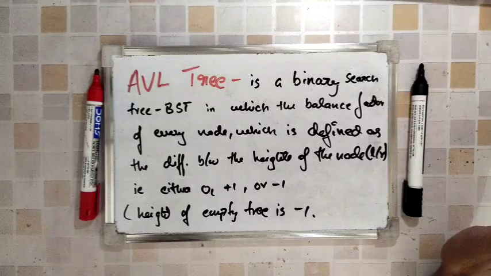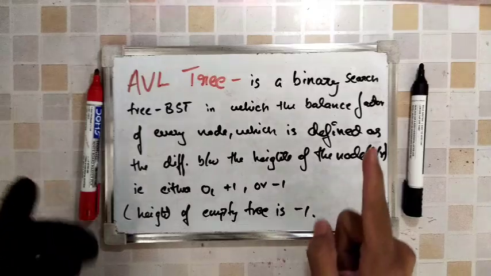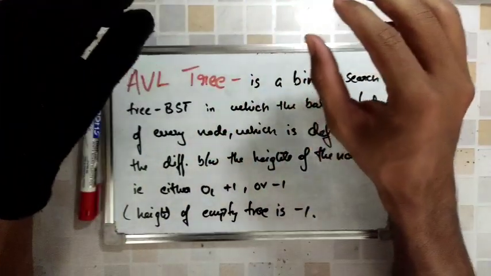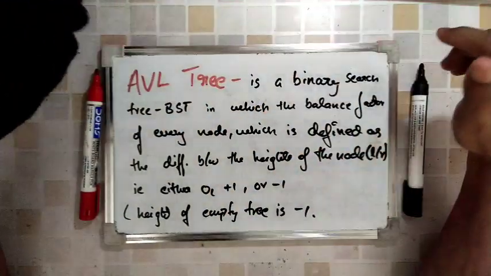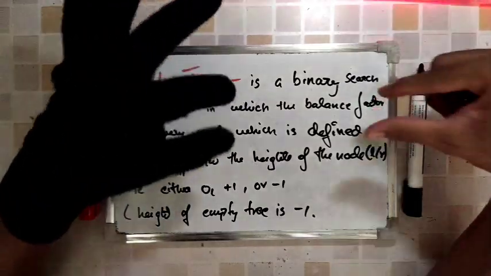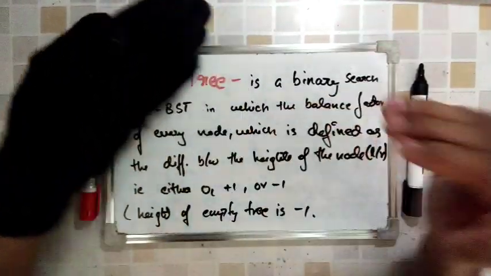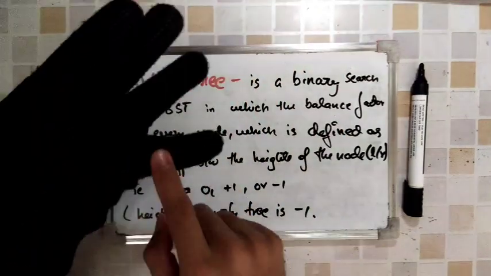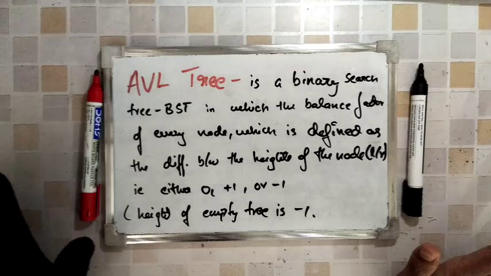So I have explained the definition. I know I didn't explain it properly, so I will just say it once again. An AVL tree is a binary search tree in which the balance factor is defined as the difference between the heights of the nodes. It can be either 0, minus 1 or plus 1. It may go to plus 2 or minus 2, but that should again be changed and reduced. So this is the definition. If you want, just take a screenshot.